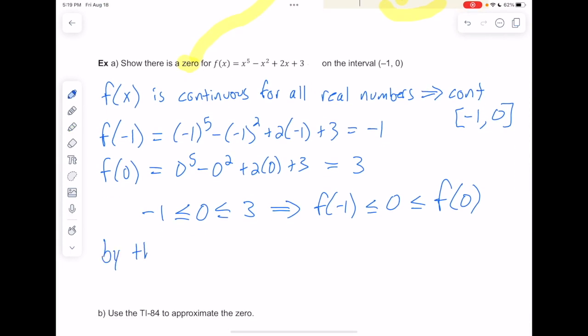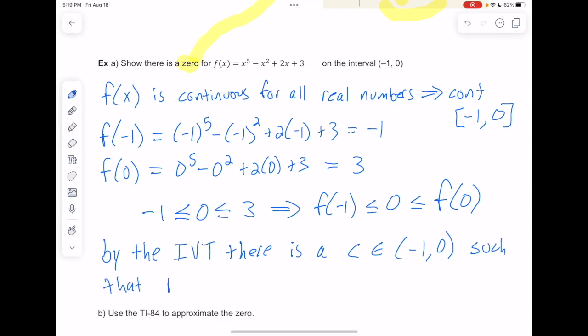By the intermediate value theorem, there is a c somewhere in the open interval, which is going to be for the two inputs we had, -1 to 0, such that f of that c is equal to whatever the L was, but the L, in this case, was 0. So, a whole bunch of pieces there.